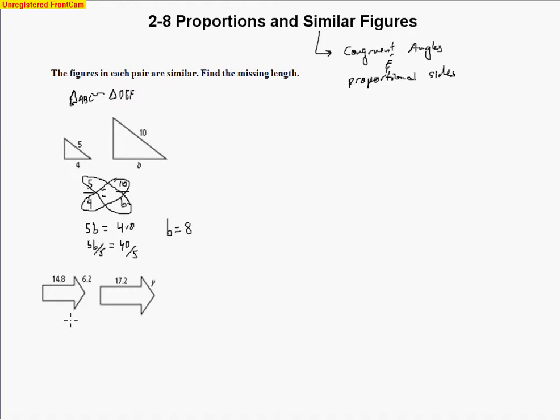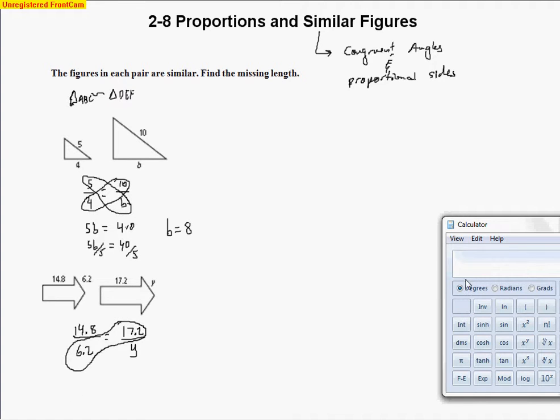So the next one is a very similar problem, and so I'm going to set up a proportion. There's lots of ways to set these up. So for instance, I could do 14.8 over 6.2 is the same as 17.2 over y. Now I picked 17.2 on top because notice how it corresponds to the 14.8, over y, which corresponds to 6.2. Now, there's lots of ways to set these up. As long as your numbers diagonal are the same, you're going to get the same answer.